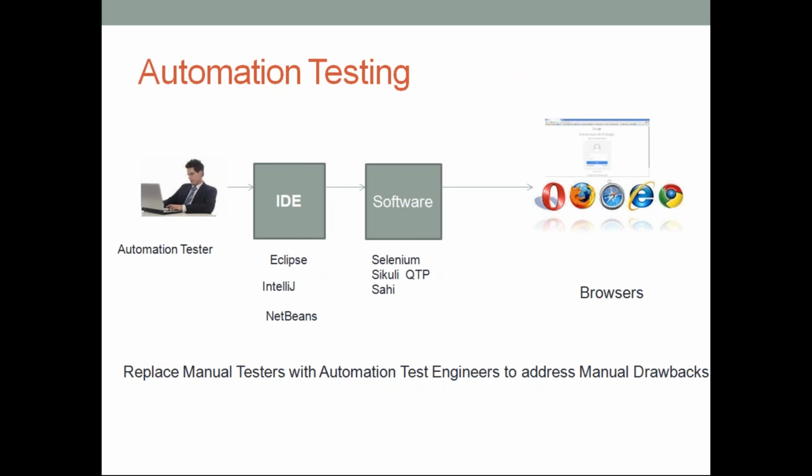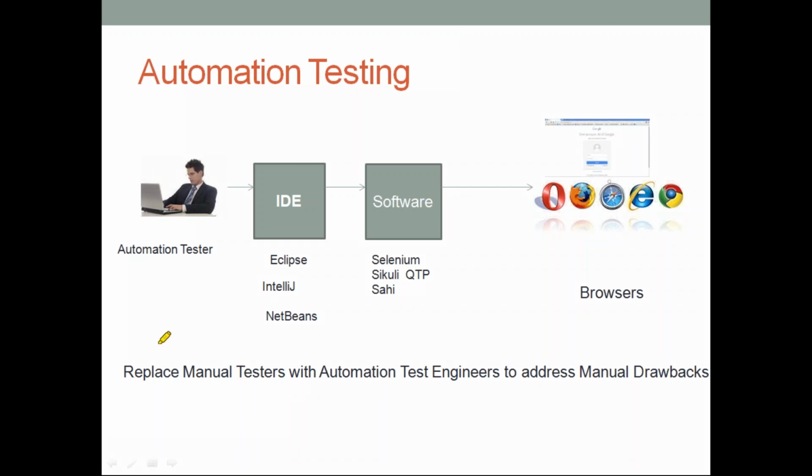Okay, so we have an automation test engineer here, we have a software. Here, the software means it's not only Selenium, right? In the market for automation testing we have multiple softwares. Selenium is one of the softwares, Sikuli is one of the softwares, QTP, Sahi, and so many n number of tools we have in the market for automation testing, right?